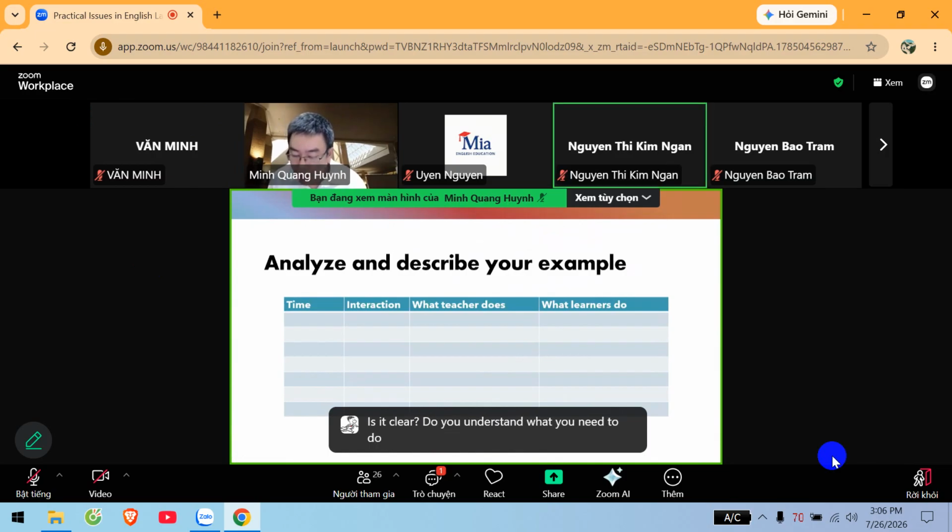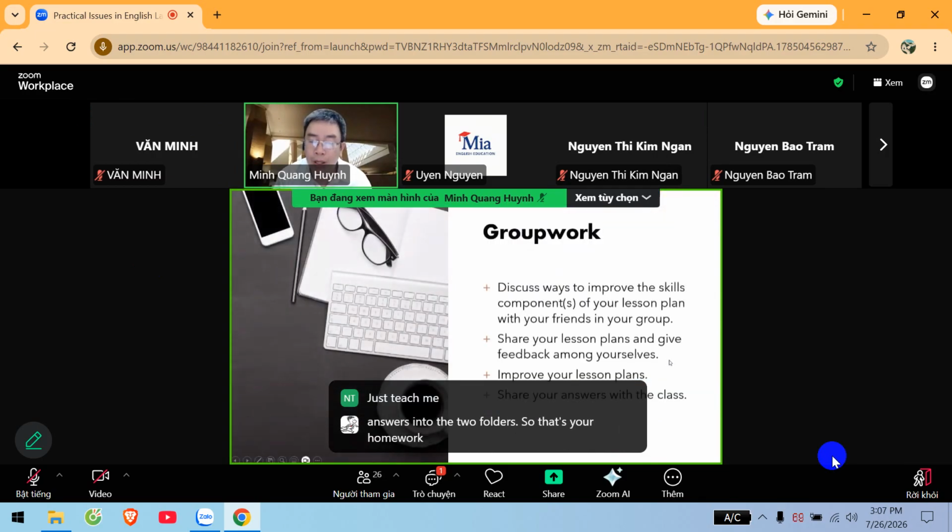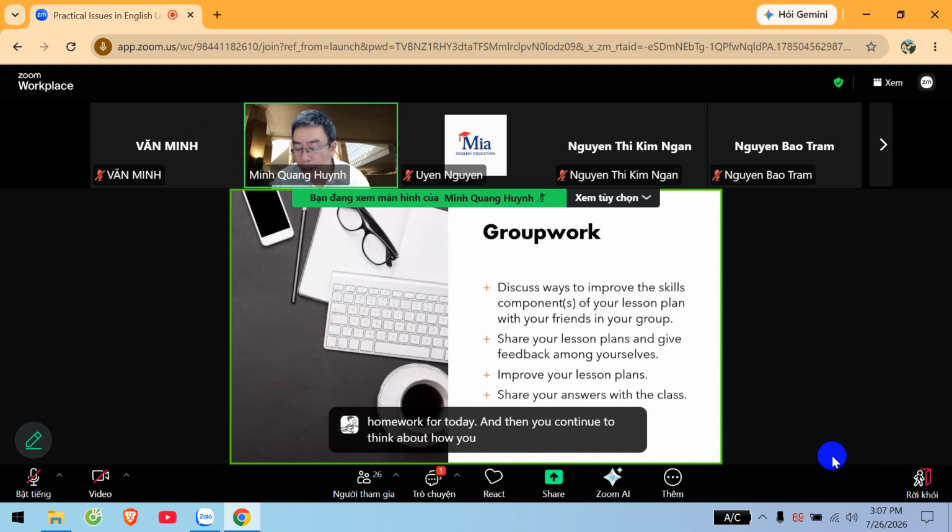Yes, teacher. Okay, take the example from the book, translate it into a table like this, and upload your answers into the two folders. So that's your homework for today, and then you continue to think about how you can develop the activities for your lesson plan. After class today, you will need to think about your lesson plan, develop the activities, describe them, and put them in your individual lesson plans. That's the homework for the two workshops today. The purpose of the workshop is to help you think about how to improve your activities and how to describe them and put them in your lesson plan.